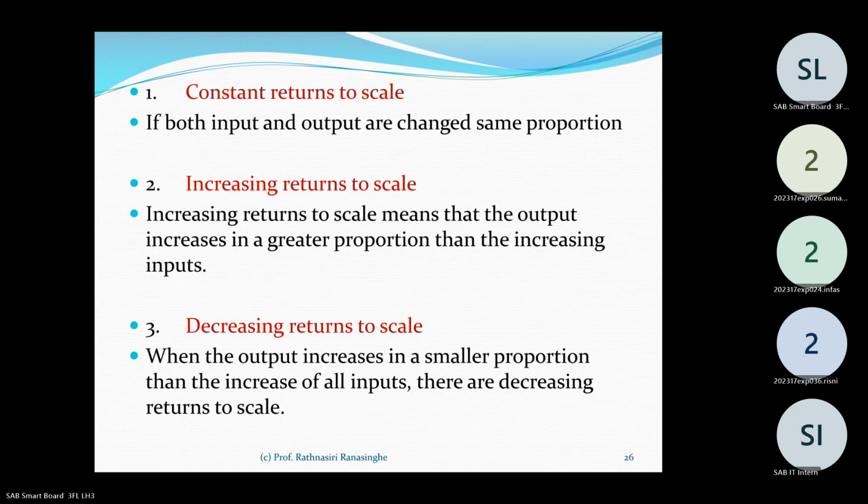So all the inputs are variable. That is constant, increasing, and decreasing, and we can see that based on the production function, whether it generates increasing, decreasing, or constant returns to scale. Then here we explain using the Cobb-Douglas production function.